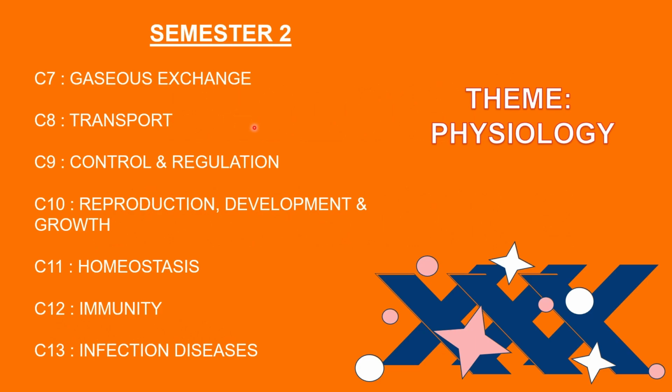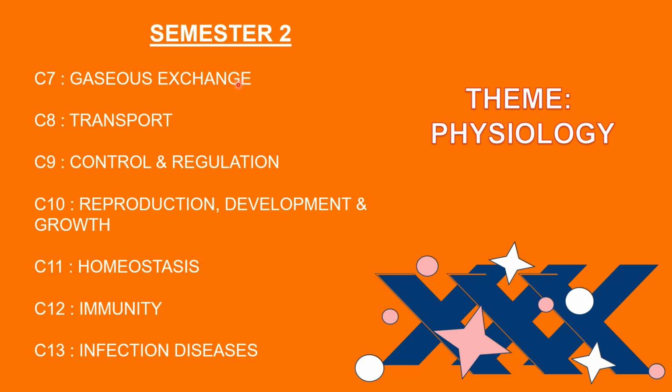Firstly, I will introduce the chapters that you have to learn and cover in Semester 2. The theme that you have to learn in Semester 2 is physiology. I think you are familiar with this theme, right? Because in SPM, you also learned this theme in Form 5. But in Form 6, we learn it again, and I think many people find biology very interesting in this theme, right?